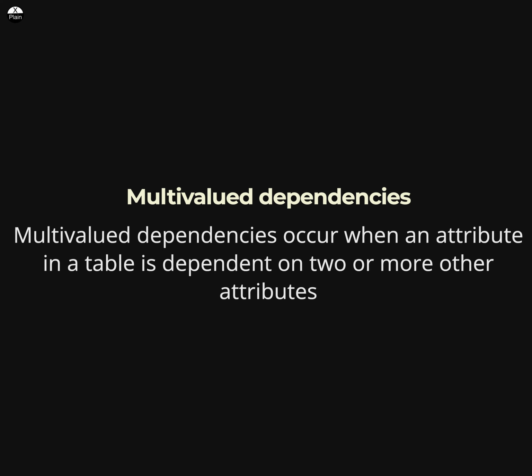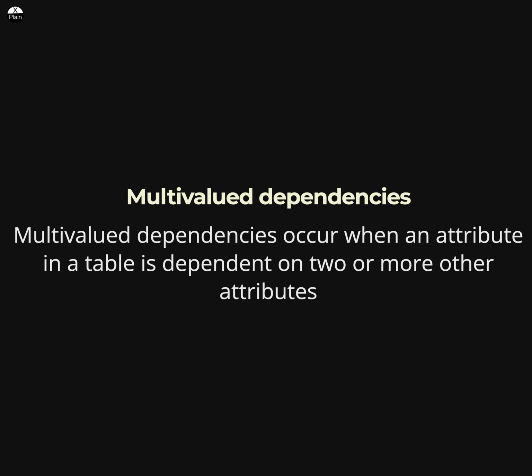For example, consider a table that stores information about employees in a company. The table might have the following attributes: employee ID, employee name, and employee skills. If an employee can have multiple skills, then there is a multi-valued dependency between employee ID and employee skills.